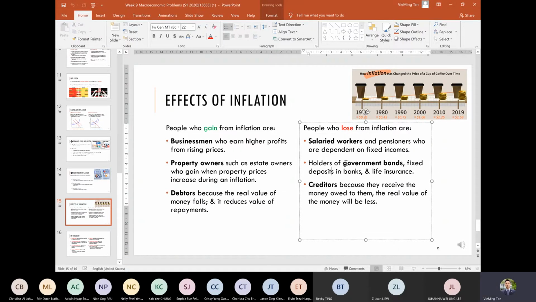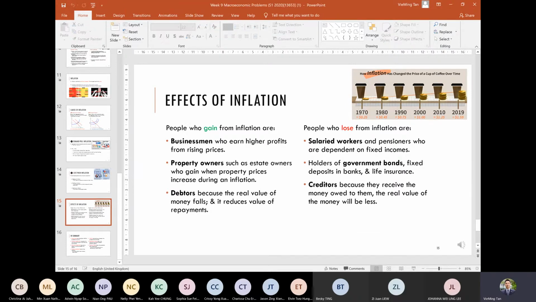And besides that, the holders of government bonds and fixed deposits in banks are also going to suffer, because the value of the money they are holding now is lesser compared to before the inflation time. And lastly, the creditors as well. Creditors refer to the lenders. Lenders are people who lend money to the debtors. So in the future, the creditors also receive lesser real value of money during inflation.